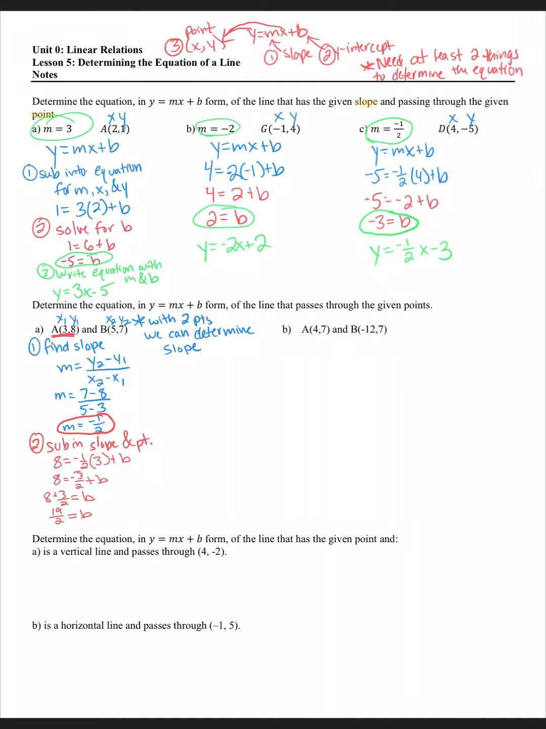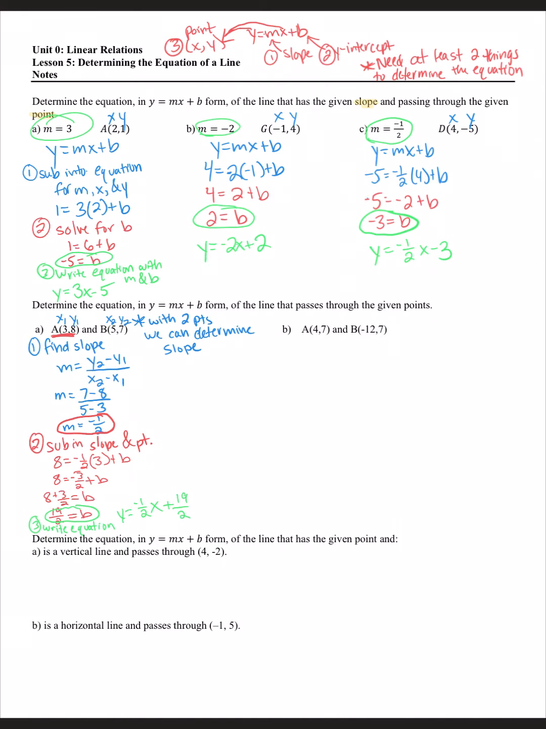Okay, and then the last step is we're going to write our equation. So we have our m, we have our b. So our equation is going to be y equals a negative 1/2 x plus 19/2. So lots of fractions in that equation. Okay, and then from there, we can hopefully repeat that process for point B there.